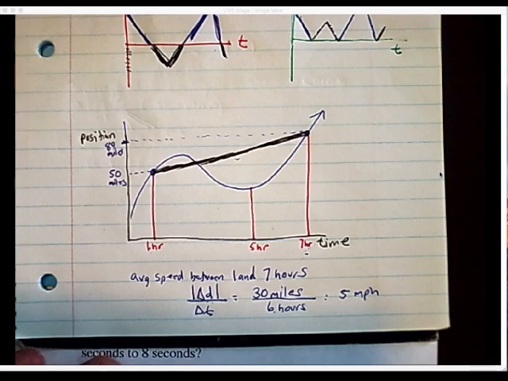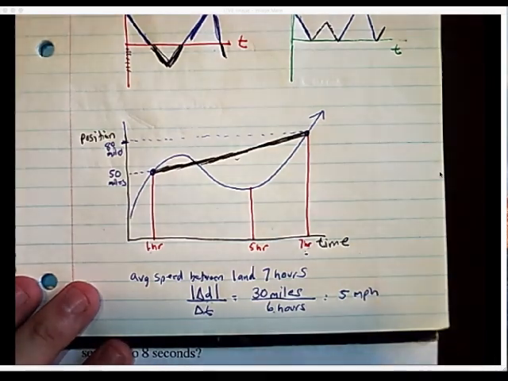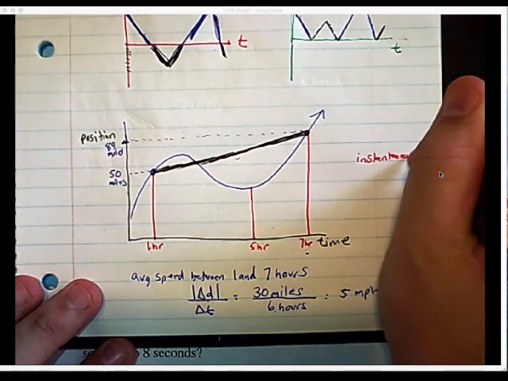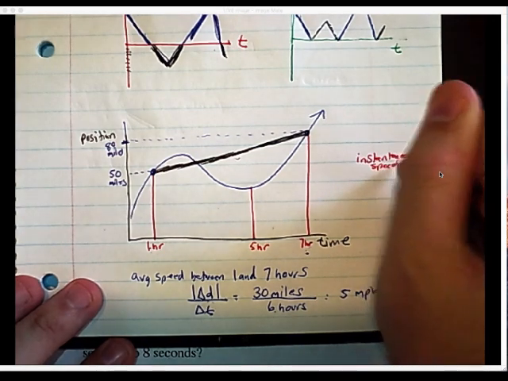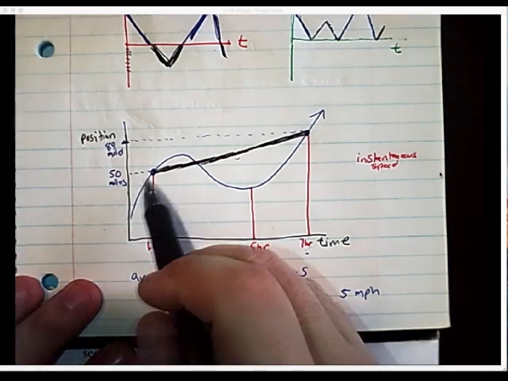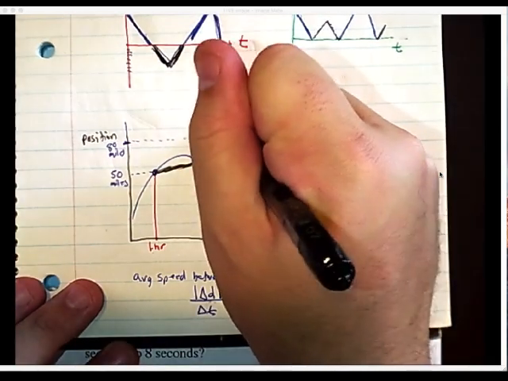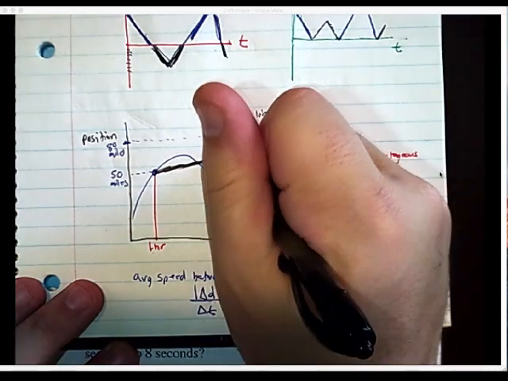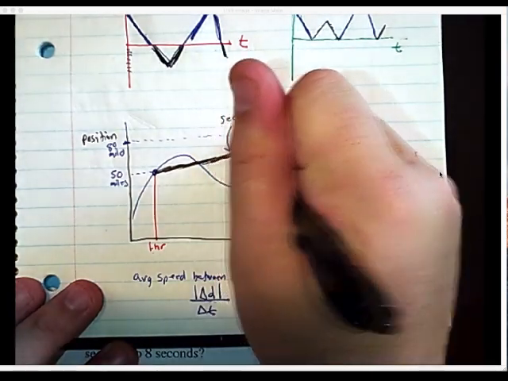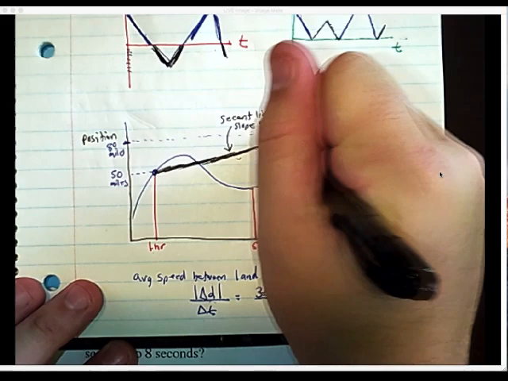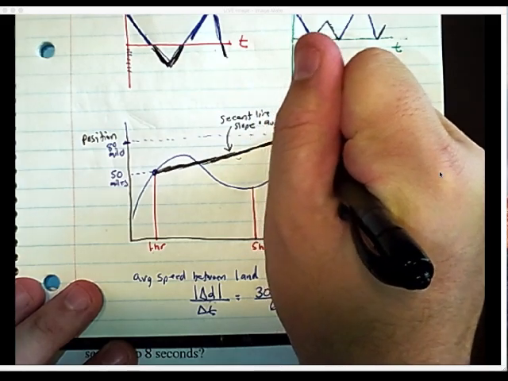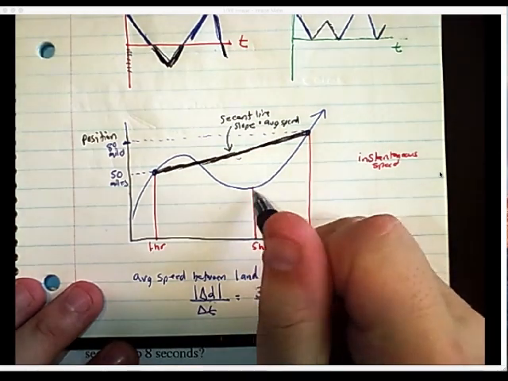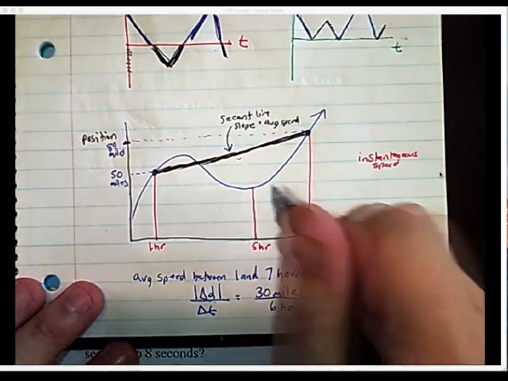But when we talk about instantaneous speed, and before we get there, sorry, this line between 2 points has a special name. That's called a secant line. And the slope of this secant line is equal to average speed, or average rate of change. Now let's compare that to instantaneous speed.